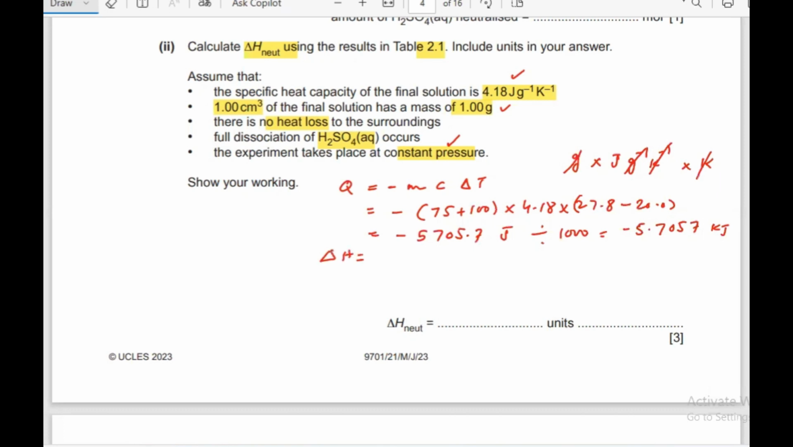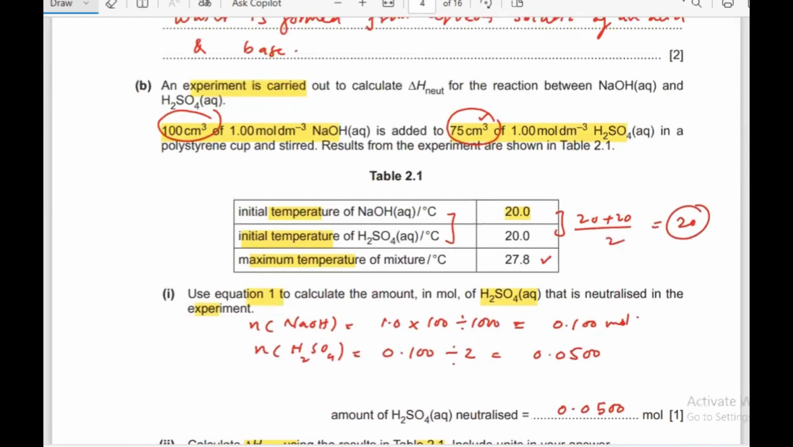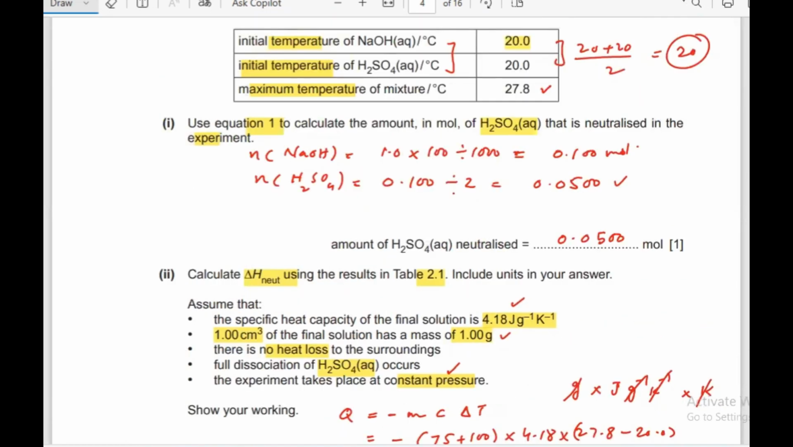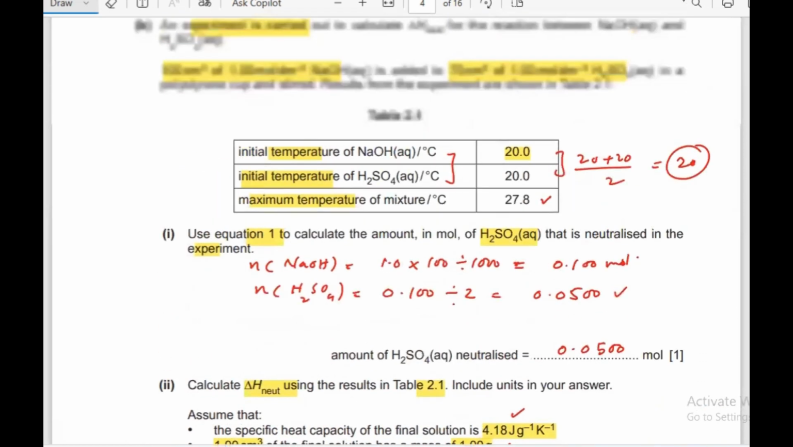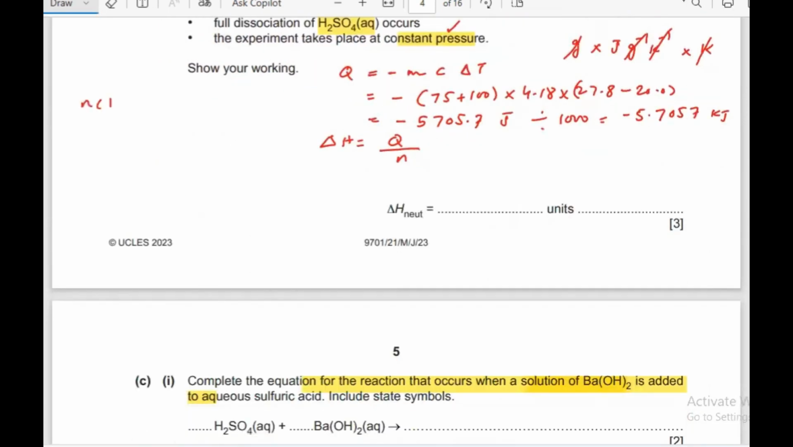So to calculate the enthalpy change, the formula is Q by n, and you have to use the moles of the limiting reagent. You can see that here 0.0500 moles of sulfuric acid are required for the complete neutralization, but you have excess moles of sulfuric acid. I mean, you have 1 times 75 by 1,000. So you have moles of sulfuric acid, 1 times 75 by 1,000, and they are 0.075.